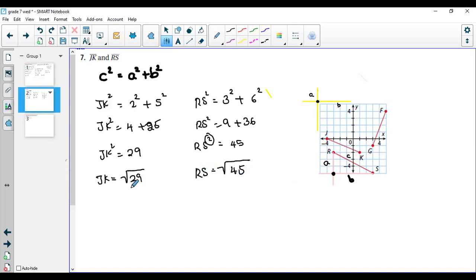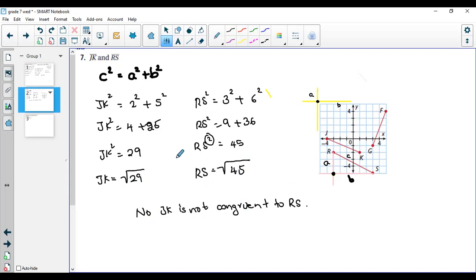So from this, can we say that JK is congruent to RS? No, because they both have different distances. So we have to say no, JK is not congruent to RS.